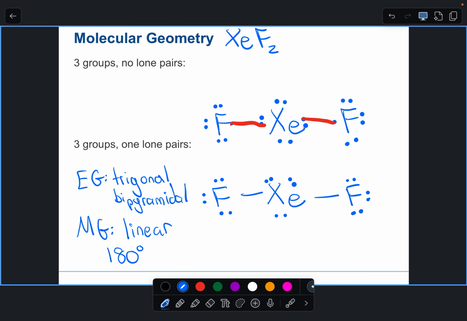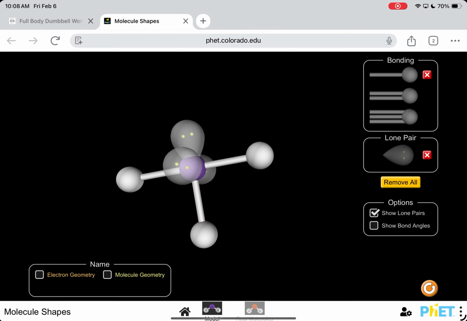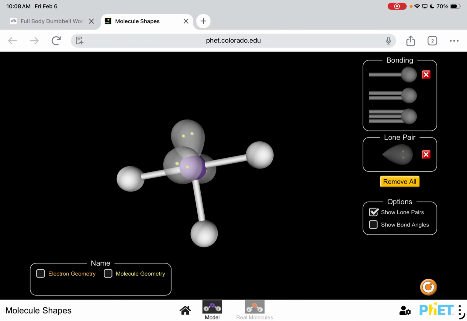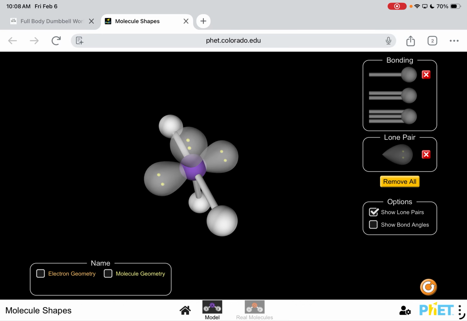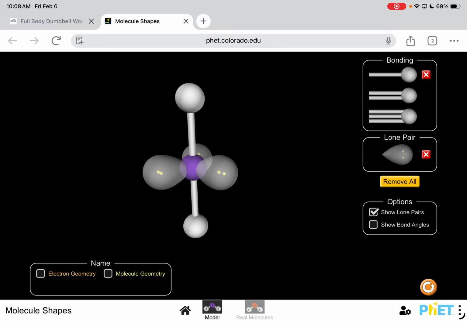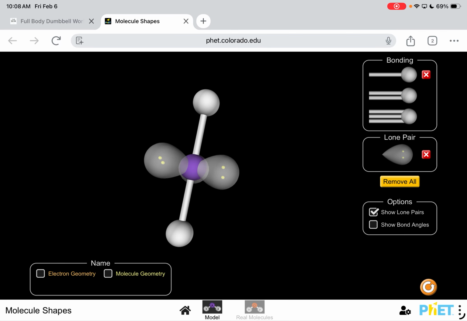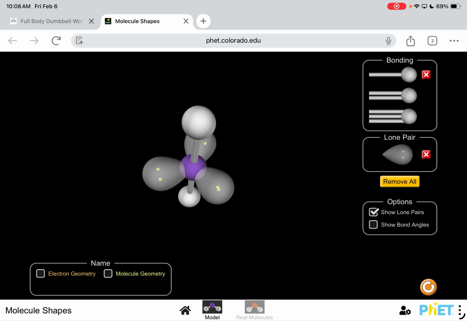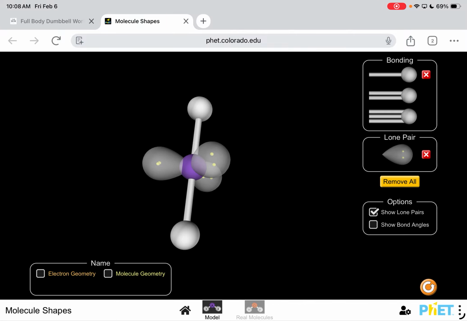So 5 groups, 3 of which are lone pairs. So let's look at this in the simulation to make sure this makes sense to us. Let's see, 1 less bond. Okay, so 5 groups, 2 of which are bonds, 3 lone pairs. Because the lone pairs need the most space, they will go in the plane where they're 120 degrees away. And then the atoms will go in the perpendicular region, so perpendicular from that plane, and so they end up directly across from each other.